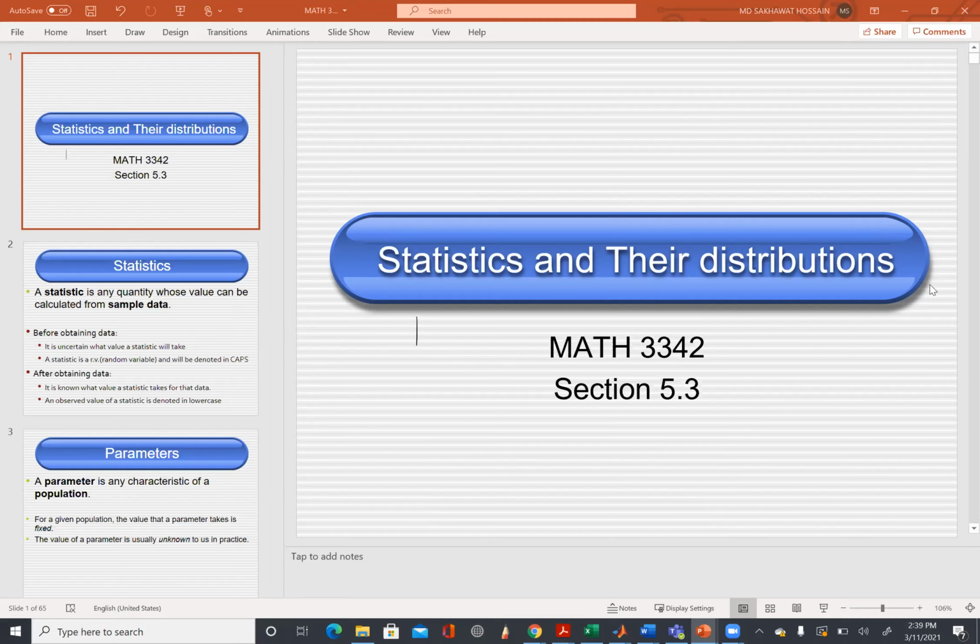So now in this chapter, we'll discuss the distributions of statistics. So we'll discuss different types of statistics and their distribution. Since the statistics comes from sample, and samples are random and related to random variables, statistics is also random. So since statistics is random, it is also a random variable and it should have some distribution. Okay. So statistics is a quantity whose value can be calculated from sample data.